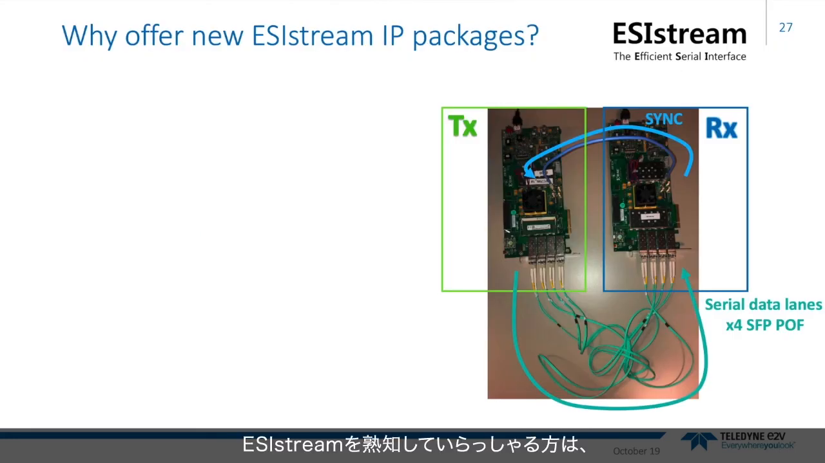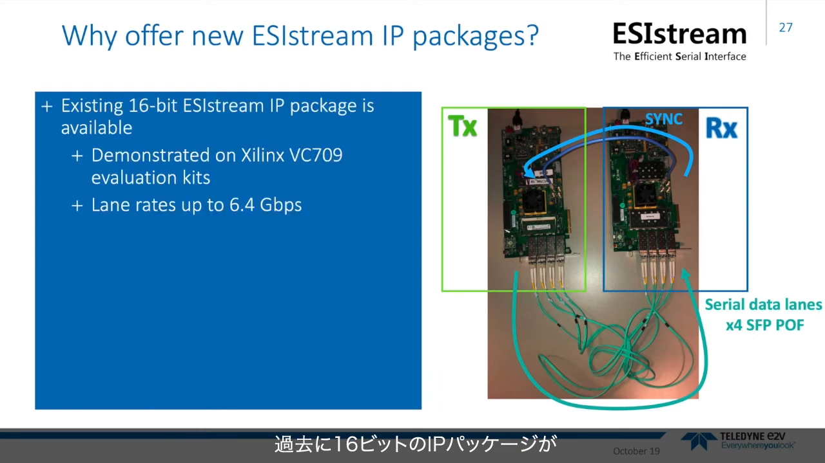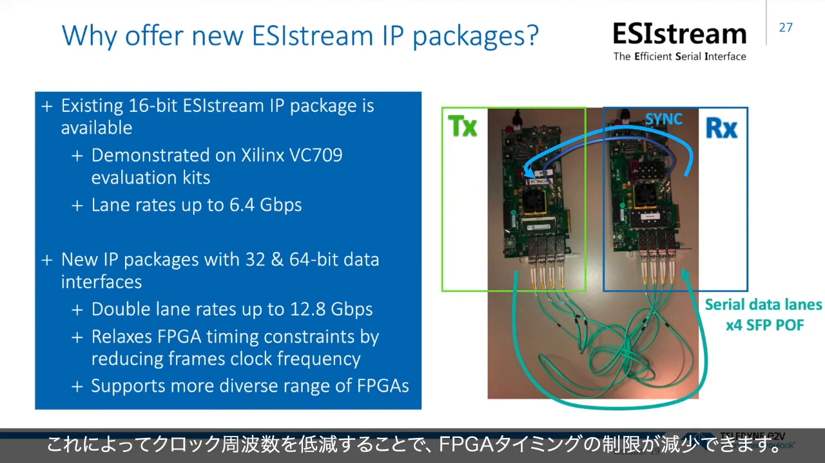Depending on your familiarity with ESIstream, you may already be aware that we've offered in the past a 16-bit intellectual property package. This has been available and demonstrated on a Xilinx VC709 evaluation kit and supported up to 6.4 gigabits per second lane rates. However, today we're announcing the imminent availability of brand new 32 and 64-bit IP packages. These packages, aside from boosting supported data widths up to 64 bits, also double lane rates up to 12.8 gigabits per second. This will help reduce FPGA timing constraints by lowering clock frequency.